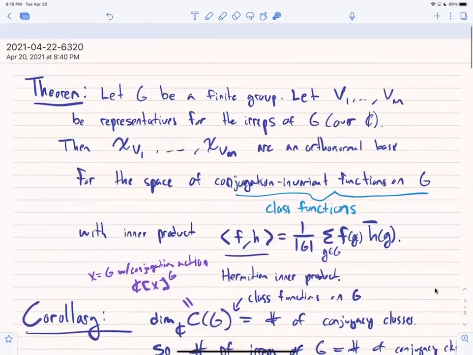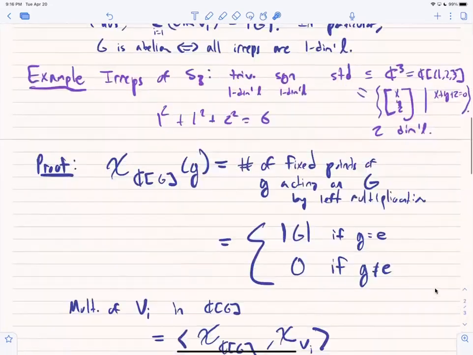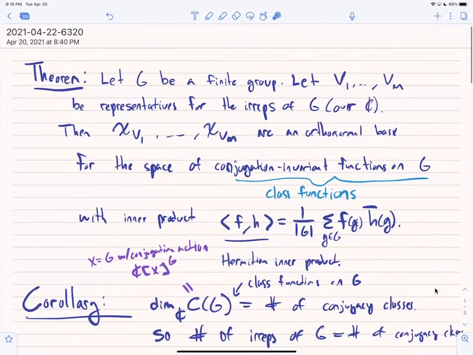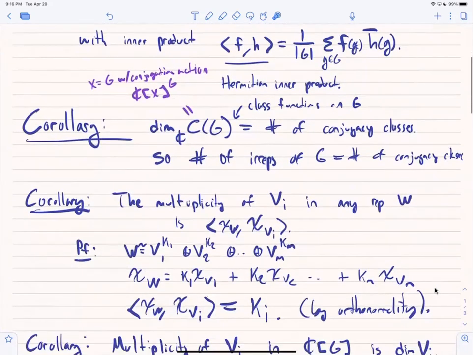So let me scroll back up and go over this. We had this theorem that said, if you look at the class functions, the conjugation invariant functions, with this inner product, then the characters of the irreducible representations are an orthonormal basis. We haven't proved this yet. We're going to do that in a second.